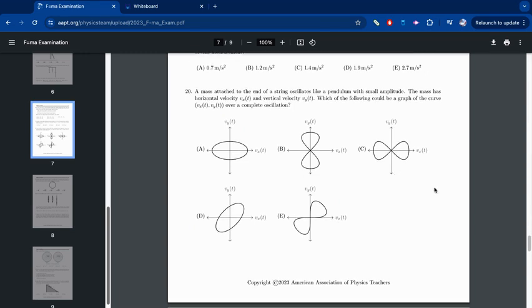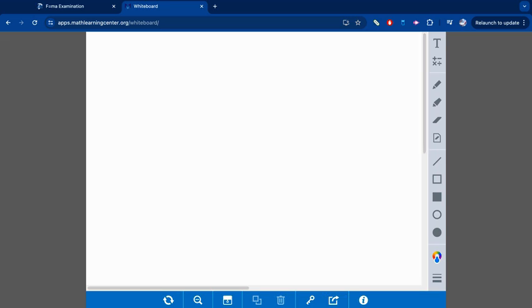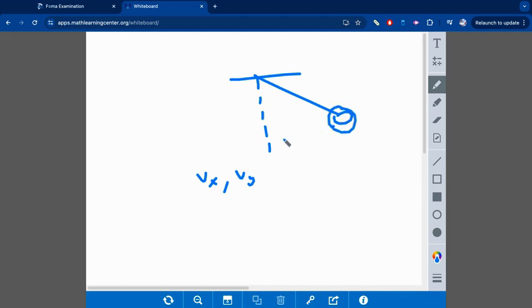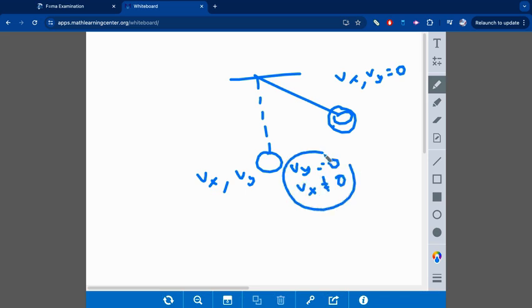So for number 20, we have a mass oscillating like a pendulum, and we want to find a graph of the curve over a complete oscillation. So what we can realize for this is that we can basically consider when its horizontal and vertical velocities are 0. So obviously when it's at rest on either side, then Vx and Vy are both 0. And when it's in the middle, since it's moving completely horizontally, Vy is 0, but Vx is not equal to 0. So we can basically look for these points on the graph and see which one matches.